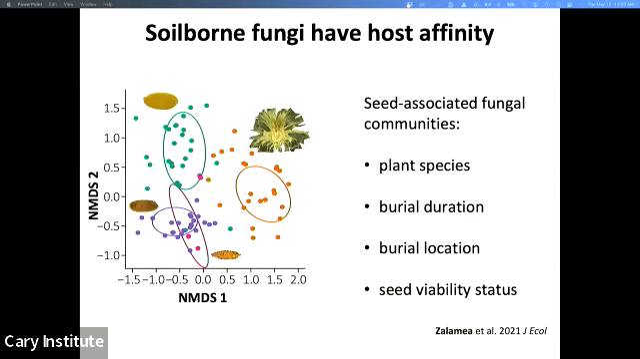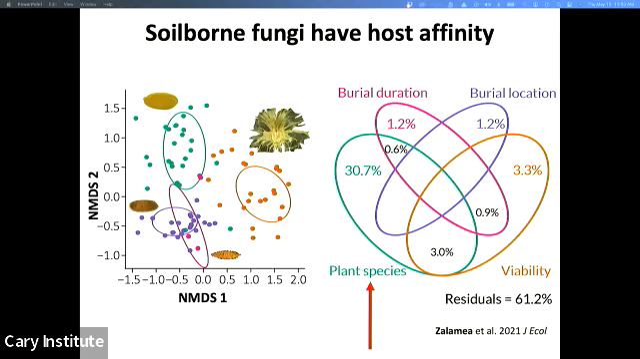And the great result that we found is that even for congeners, so these 3 species of Cecropia and Jacaranda copaya here, we still find that plant species ID is the most important variable at explaining those seed-associated fungal communities. And if we go to this variance partitioning analysis, plant species ID explains over 30% of the variance. And again, the other 3 variables explain only about 6% of that variance.